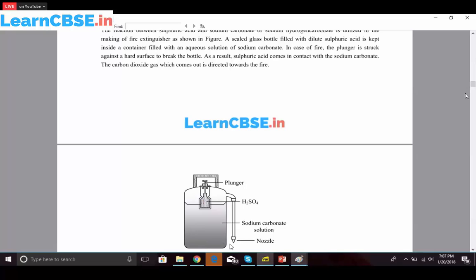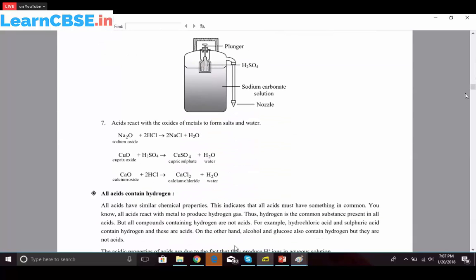Immediately from this nozzle we will be getting a lot of carbon dioxide gas. If the gas comes out from the nozzle and you direct it towards the fire, it will extinguish it. This reaction is very important, for example in the laboratory, if it catches fire, we have to use the fire extinguisher, so we can use this reaction for that.